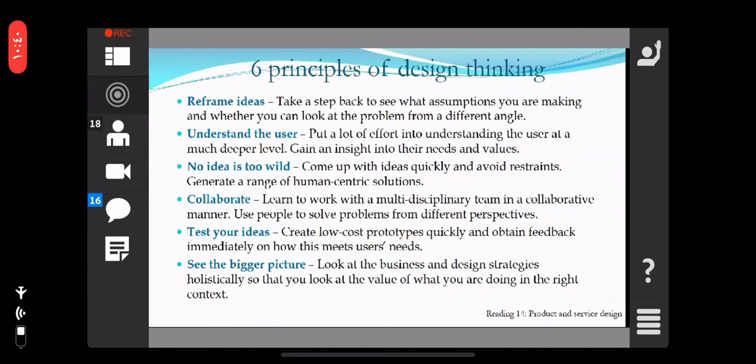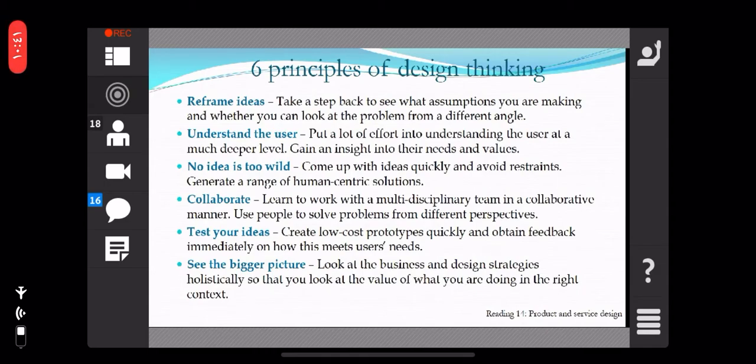And you have ideas, now test it. Practically test it, low cost, and obtain feedback immediately on how this meets user needs. This is the second last step of design thinking. Test your ideas. Now it's the stage you are in, and obtain feedback on how this meets user needs.